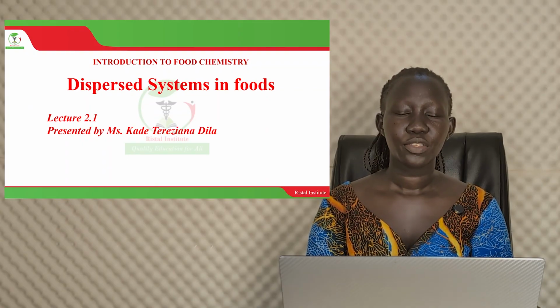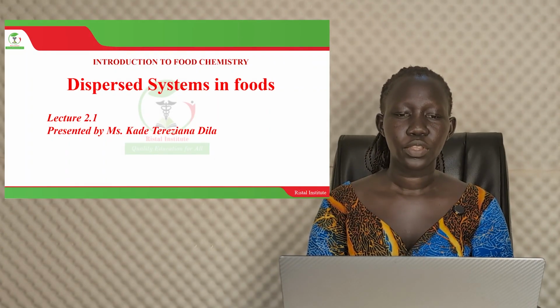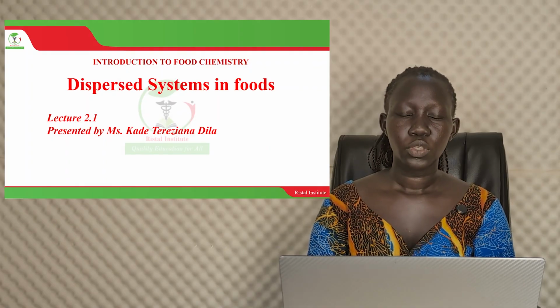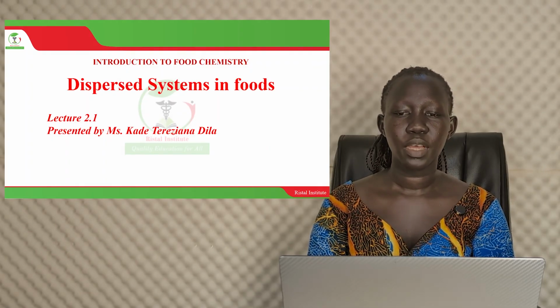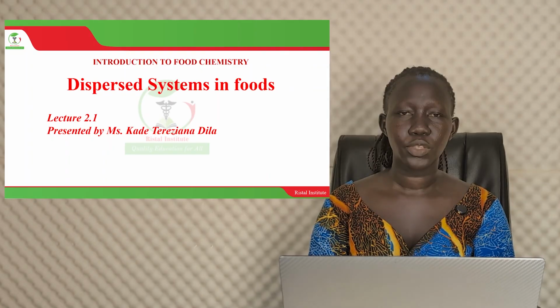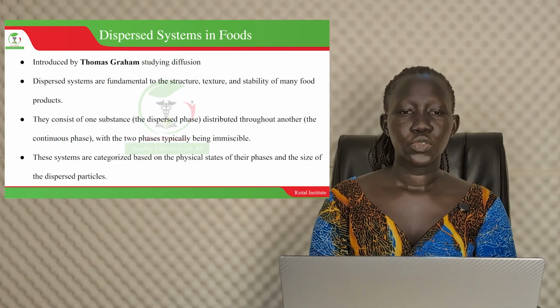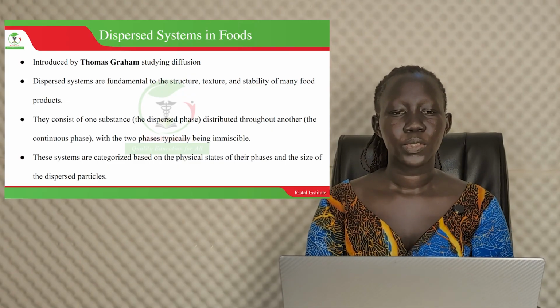And in this class, we are going to discuss the dispersed systems in foods. We are going to have two sessions for this. One, we shall understand the various dispersed systems in foods. And then two, we shall understand a few of the other aspects that we shall not have looked at in part one. So what are dispersed systems in foods?